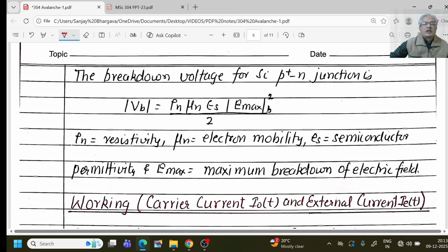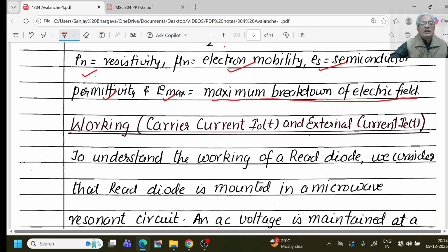The breakdown voltage for Si P plus N junction is given by rho n, mu n, epsilon s, E maximum ka square upon 2. What does rho n represent? Resistivity. What does mu n represent? Electron mobility. Epsilon s, semiconductor permittivity, and E maximum is equal to the maximum breakdown electric field.